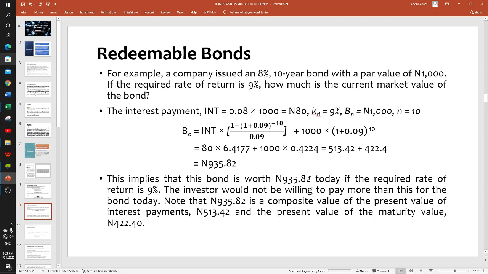So we cannot pay anything more than this for this bond today, given this rate of return. If the price of the bond is below this amount, then we are buying it at a discount, which is better. But anything above it means the bond is overvalued. So the investor will not be willing to pay more than this for the bond today. Note that this is a composite value of the present value of an annuity and the present value of a lump sum.